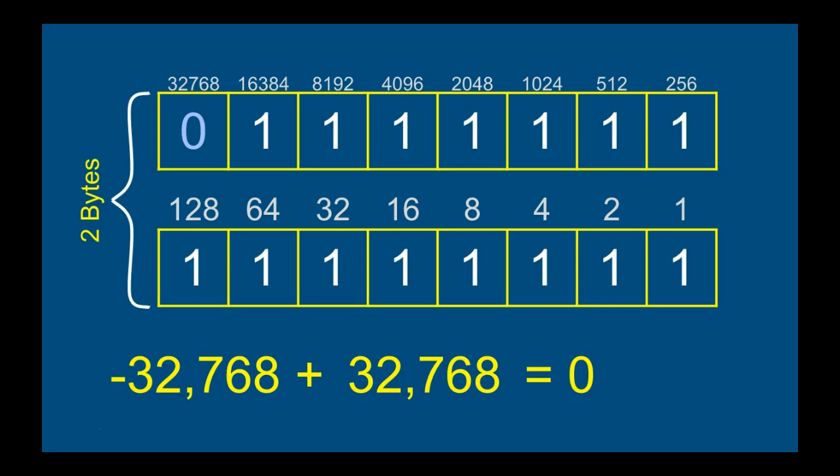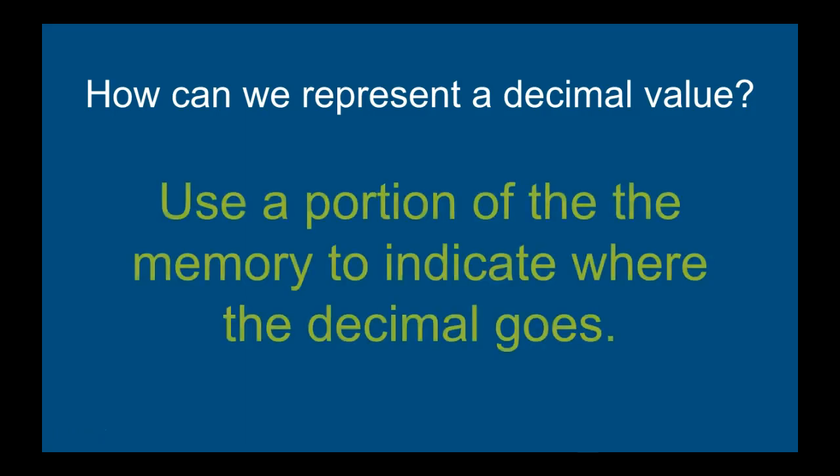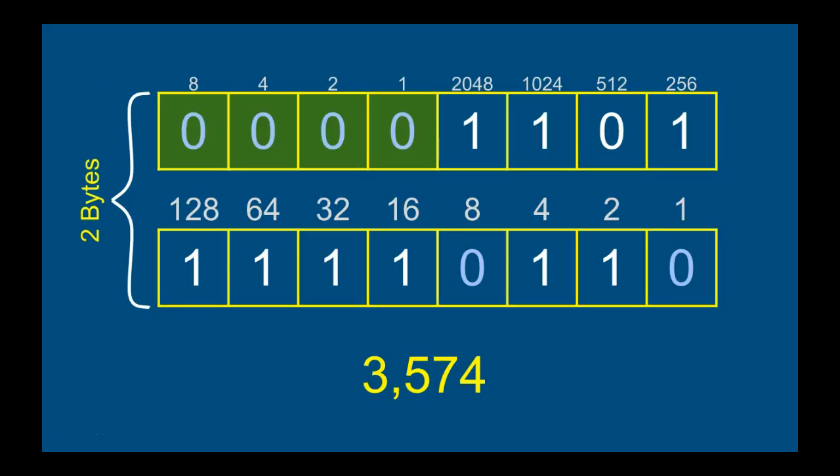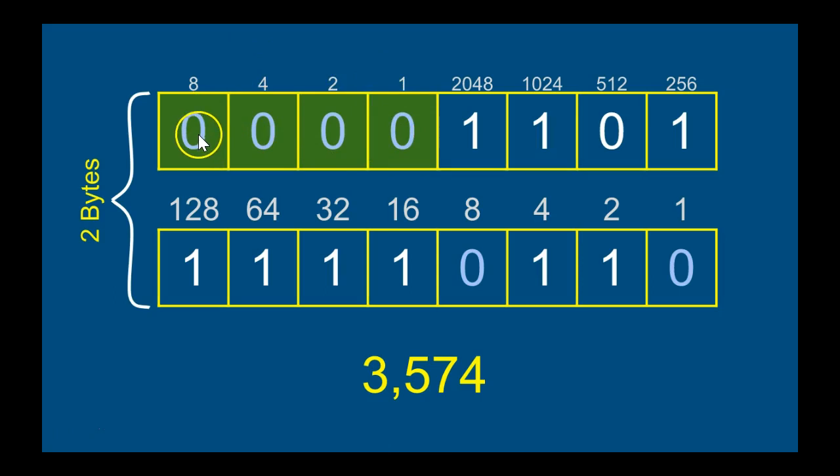What else do we have to do? Decimals. How are we going to handle a decimal? So how could we possibly represent a decimal value? Here's the answer. We're going to use a portion of the memory to allocate the integer and a portion of the memory to allocate where the decimal belongs in that collection of numbers, that integer representation. Let's take a look. So now I'm going to take a part of the memory and I'm going to say, this isn't used for telling me what the number is. This is used for telling me where the decimal goes in the number.